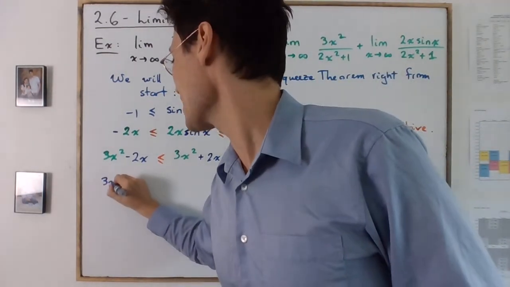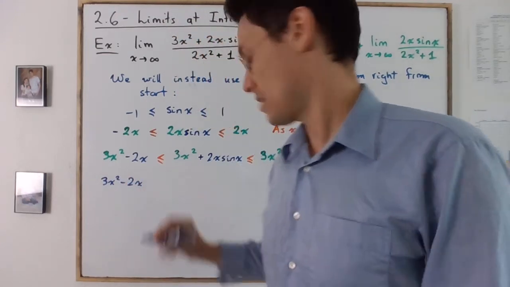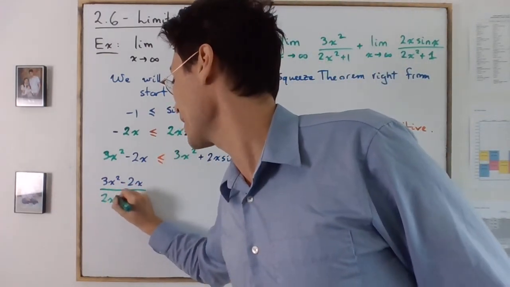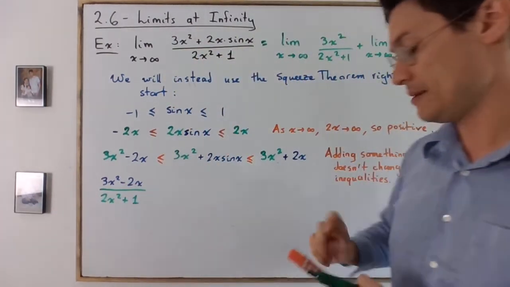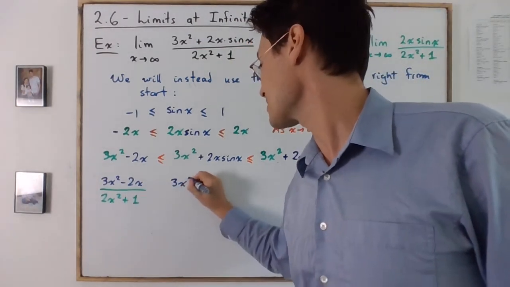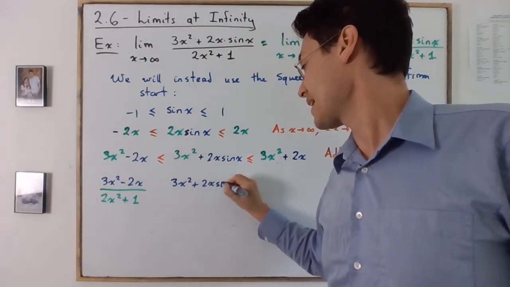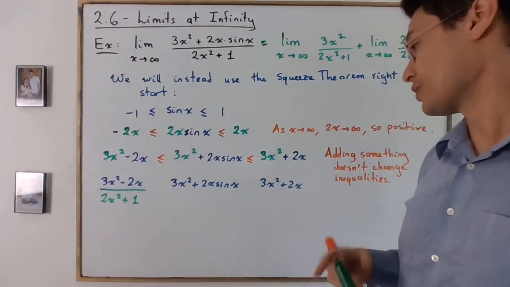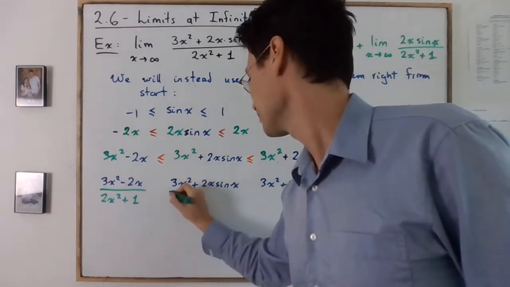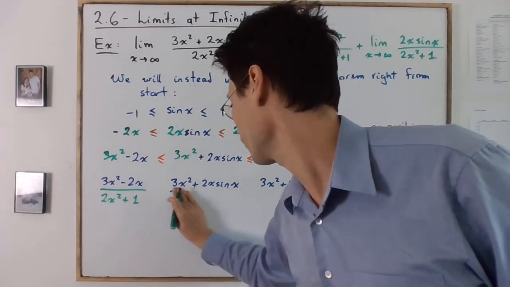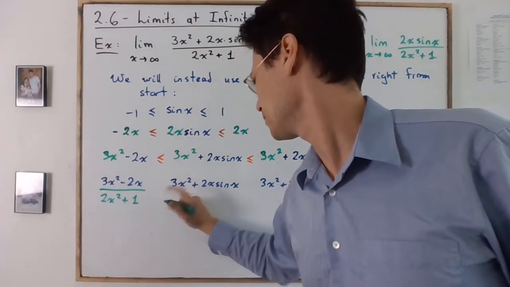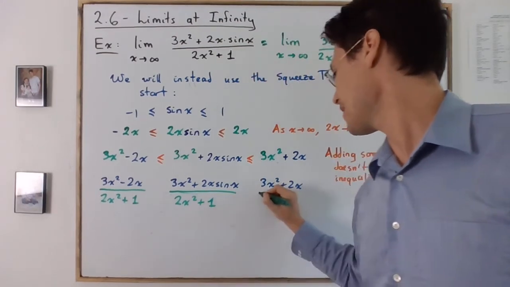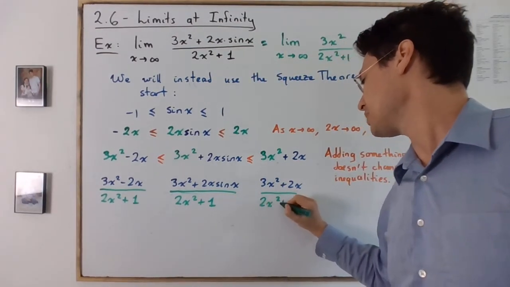We have 3x squared minus 2x, and now what we're doing is we're dividing by this thing, so 2x squared plus 1. Then we do the same thing with 3x squared plus 2x sine of x. So that's it. We're dividing all sides. So we have here 2x squared plus 1, and then here 2x squared plus 1.